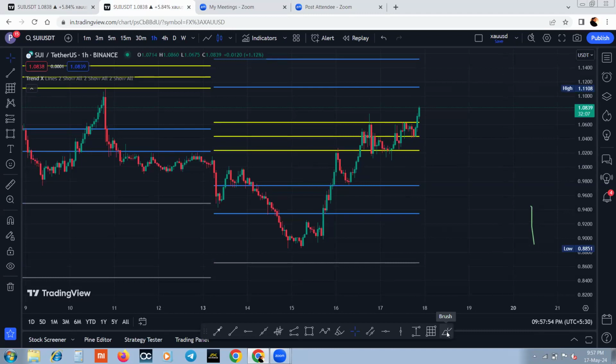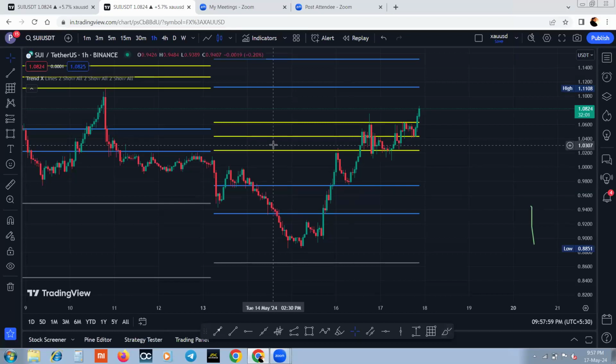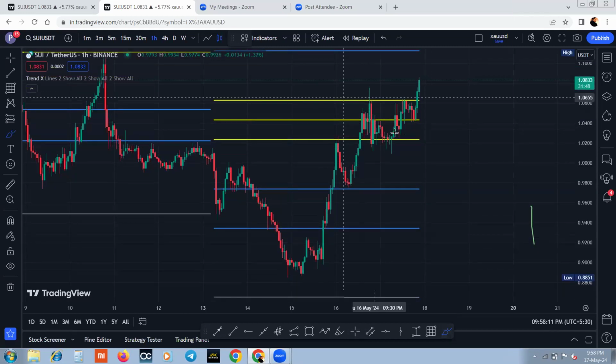No, I'll tell you. That's a good point, let me think. He's talking about this point, right? So you are talking about this point, SUI USDT, correct? Yeah, this is the one. First, mark the candles are inside the trend X. How can you decide the market can go above this or below this?